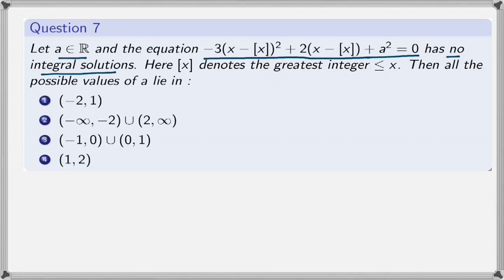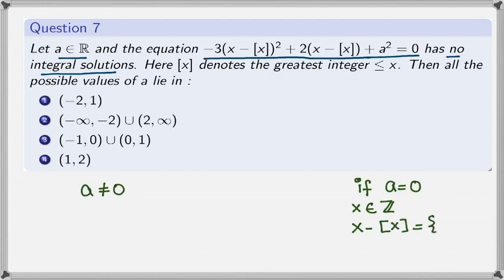First we can note that a is not equal to 0, because if a is equal to 0, then clearly every integer is a solution of this equation, because for x in Z we know x minus integral part of x, which is the fractional part of x, is equal to 0. So putting a is equal to 0, we can see that every integer is a solution of this equation. Therefore, we have here a is not equal to 0.